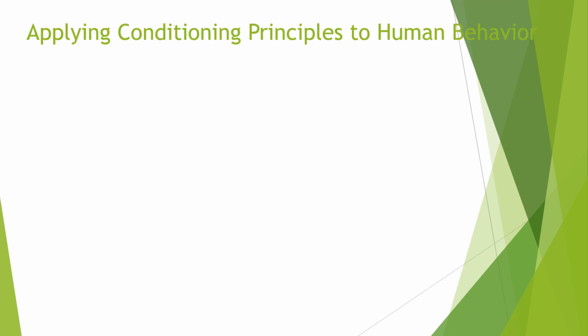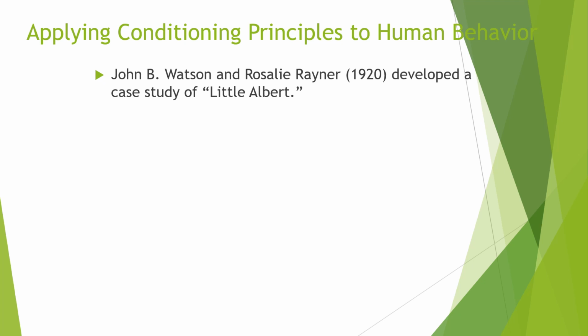Now, so far, we have talked about classical conditioning with animals, specifically the dogs in Pavlov's study. However, definitely classical conditioning can be applied to human behavior. And this was first seen in a very well-known study done by Watson and his graduate student, Rayner. And it was a study about a little boy called Little Albert. It was a case study that they did with Little Albert.